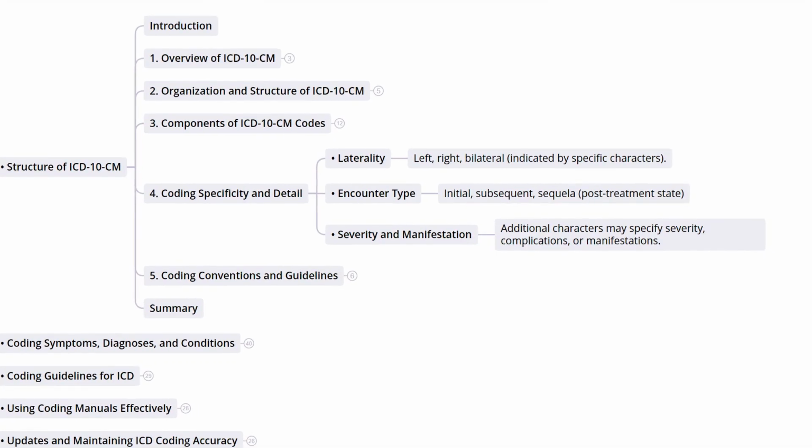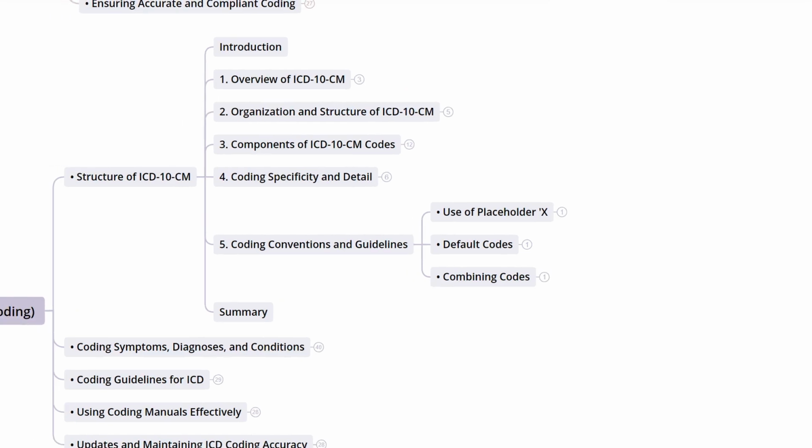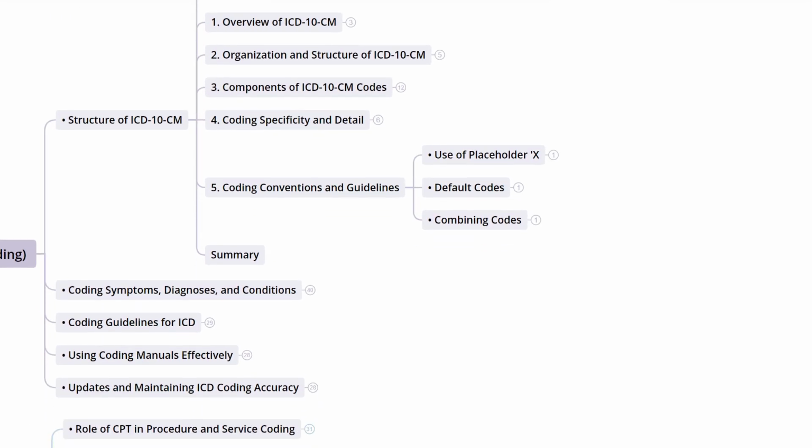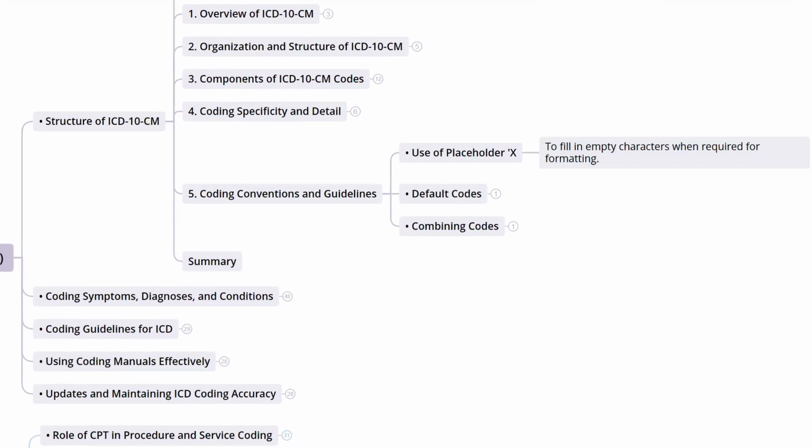Severity and manifestation. Additional characters may specify severity, complications, and manifestations. Coding conventions and guidelines. Use of placeholder X. It is to fill an empty character or characters when required for formatting.